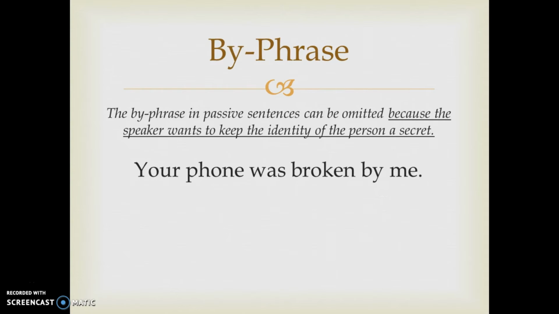In the last example, you can see a by phrase being omitted because the speaker wants to keep the identity of the person a secret. So perhaps I broke your phone and I need to tell you, but I don't really want you to be mad at me. So instead of saying your phone was broken by me, I might just say your phone was broken and omit that little fact that I was the one who broke it.